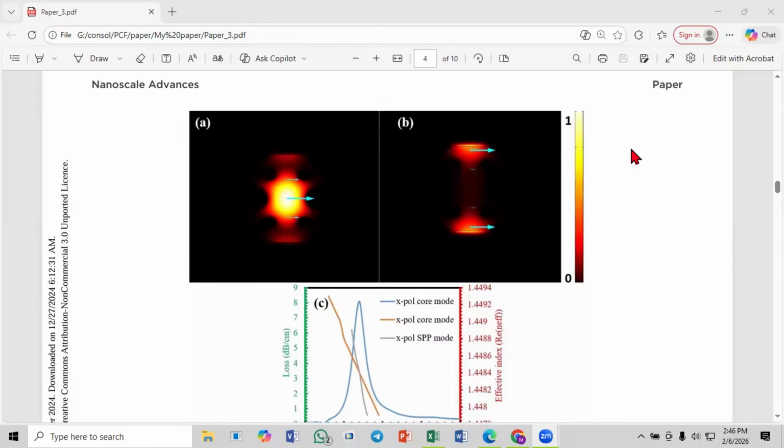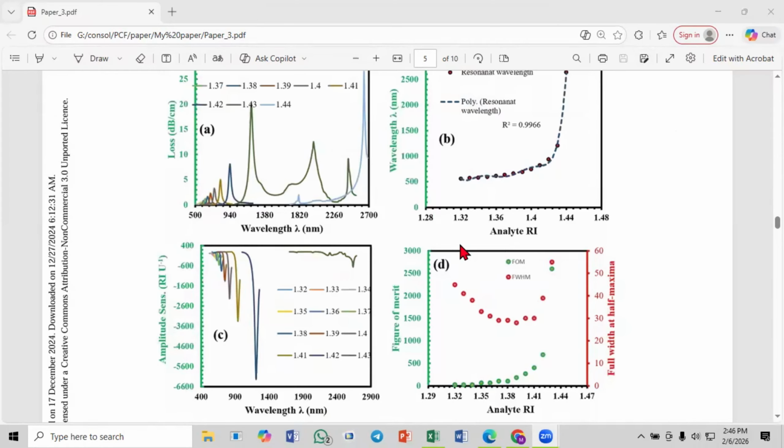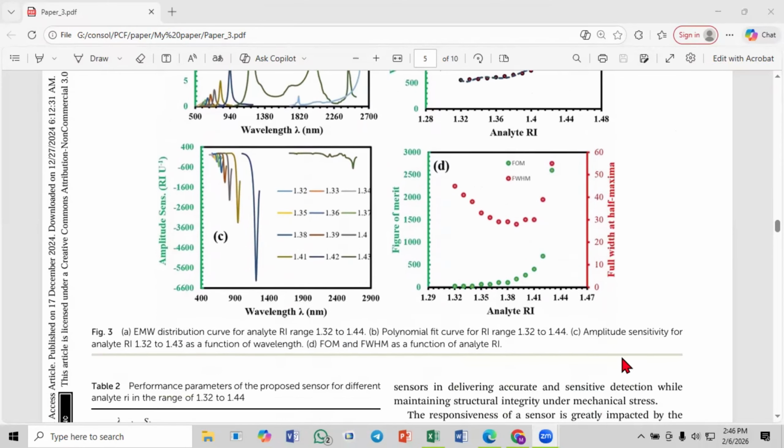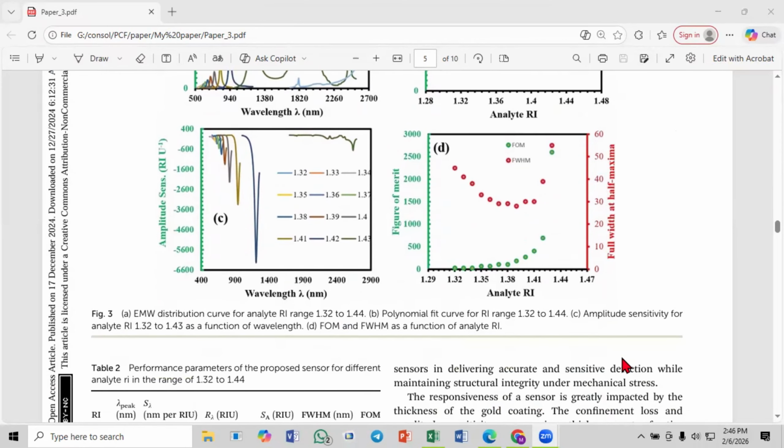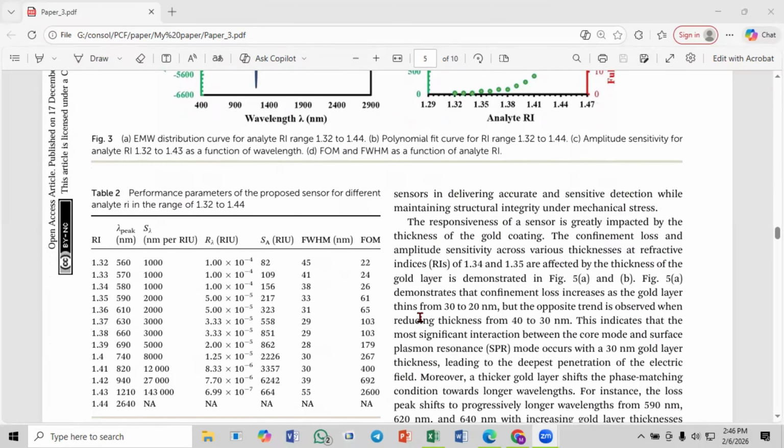In our last video, we learned how we calculate figure of merit and full width at half maxima. I told you that today we'll learn how we can calculate the resolution. It's very easy to calculate resolution.